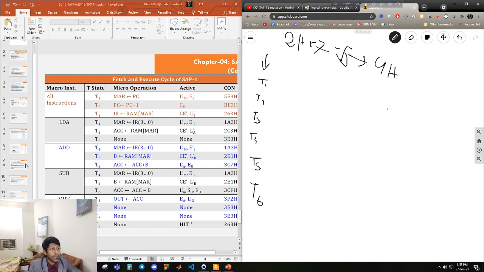So let's see how it is calculated. In T1 step we can see LM and EP pins are activated, and the program counter is initiated with a value PC is 0000. This is the initial counter value, and in the T1 step the PC value will be stored to the MAR, memory address register.